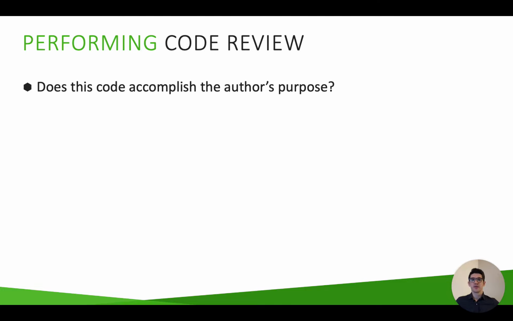What main principles can you and should you use when you do a code review as a reviewer? First of all, try to understand what this code does, and whether it accomplishes the author's purpose. Every change should have a specific reason to be. It can be a new feature, refactoring, a bug fix, or something else. Does the submitted code actually accomplish this purpose?